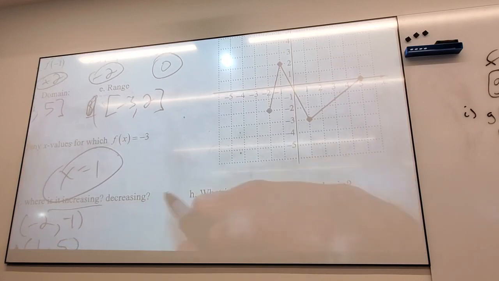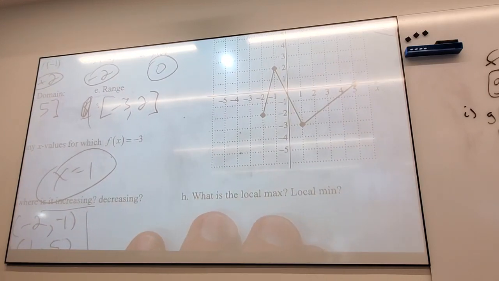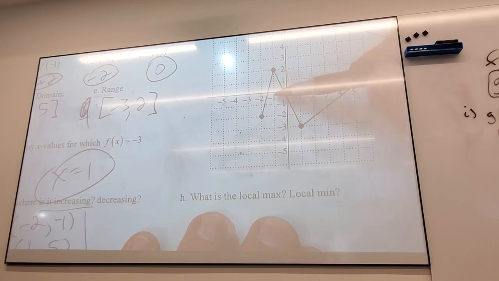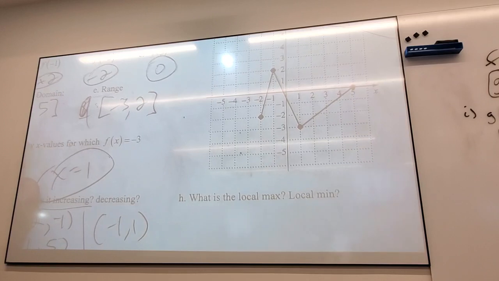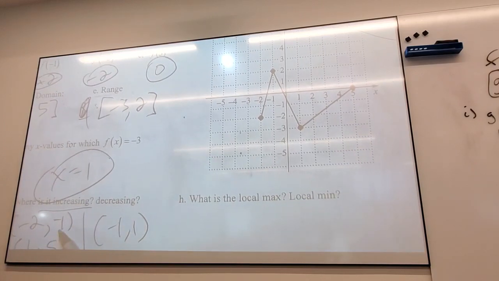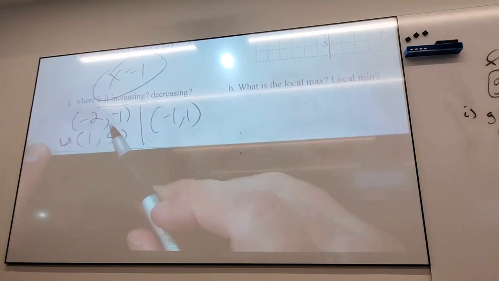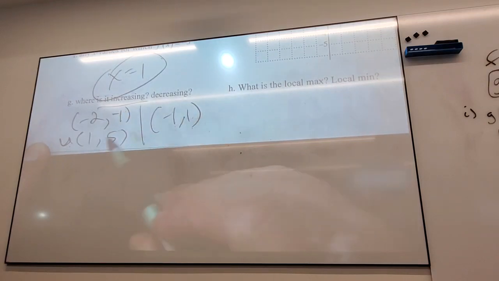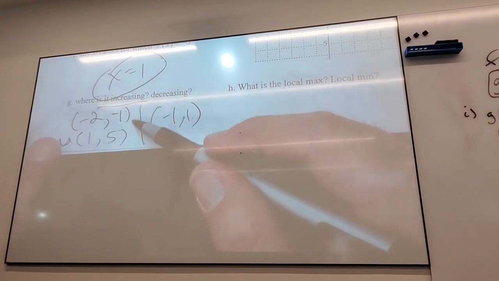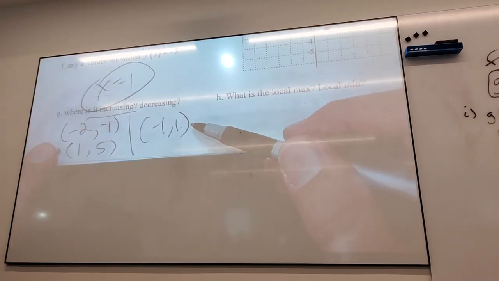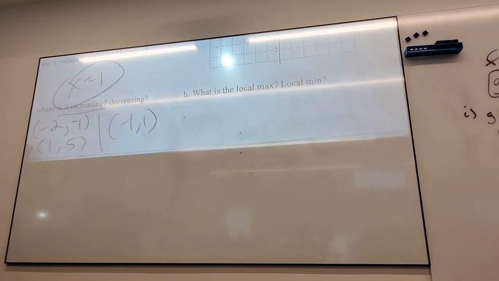What about decreasing? Negative 1 to 1. So from negative 1 to 1. Look here, notice this. It's a little off the screen. See this? Notice this? Negative 1 to 1, negative 1 to 1. Kind of makes sense. If it's not increasing, it must be decreasing.